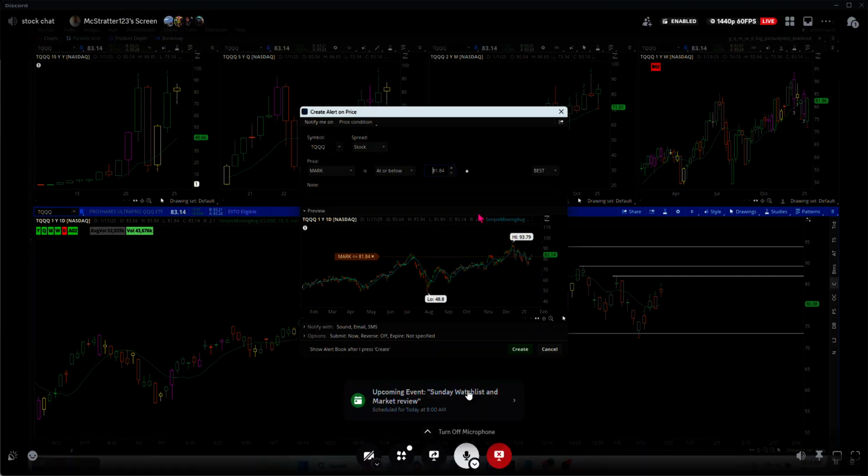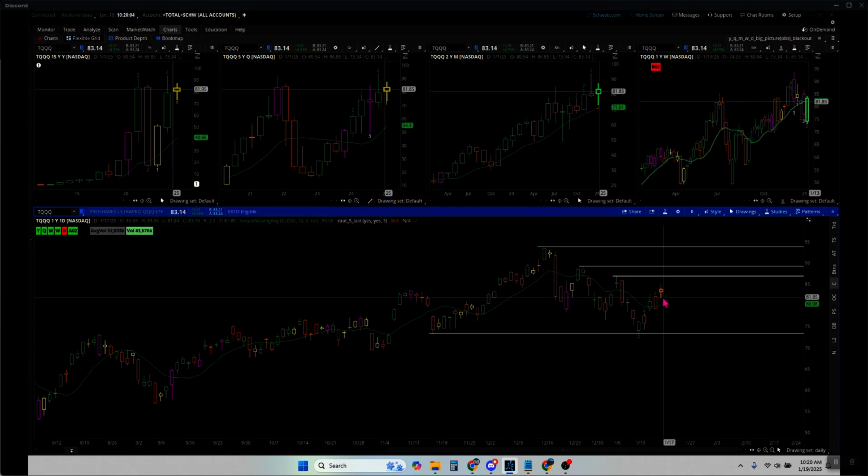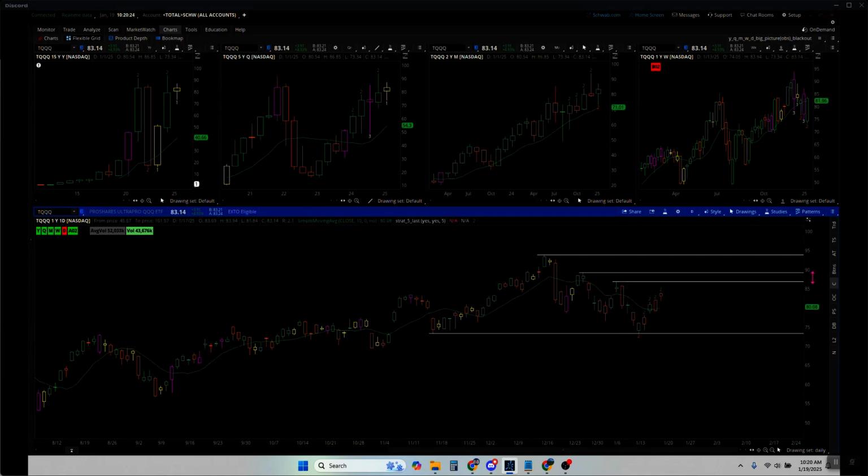Reversal, right? We want to know about that, because as long as this doesn't reverse, we're going to assume that the next target is this candle right here at 85.89. And then the previous high is 86.85. So if we take out 86.85, what are you going to do, Alex, if you're long in TQQQ?